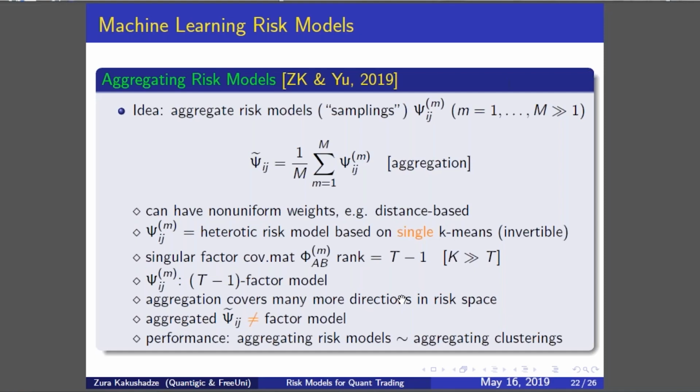And so at the end of the day, the performance of these aggregated risk models is actually comparable. It's very similar to the performance of the risk models based on aggregating clustering. And that, in a way, is a good thing. It's actually a confirmation that what you're doing is reasonable, because you do things in two different ways and you get basically the same kind of answer. So that's a good thing.